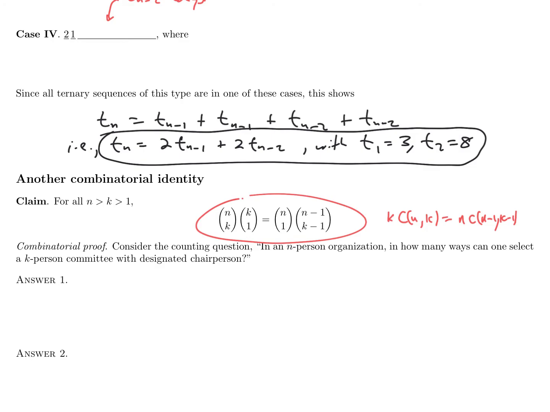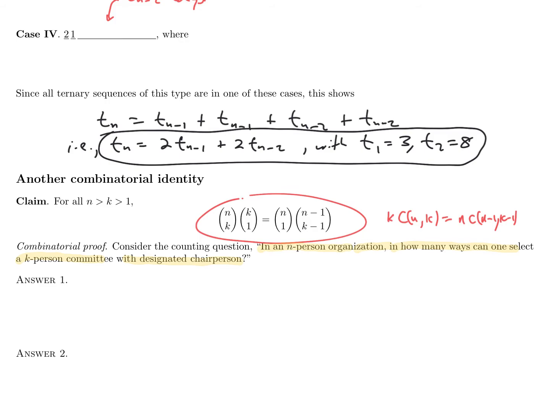So our goal is to find a counting problem where we can answer the question 2 different ways, and therefore those 2 answers are the same. We can tell from the fact that these answers are products that I'm going to answer those by doing a 2-step algorithm to count something. So the question I'm going to use here is the one that you see in front of you. If I have an organization with n people, so that's a club, I want to select a k-person committee, and I want to designate one person of that committee to be the chairperson. This is one of the counting questions that we answered in section 5.3.